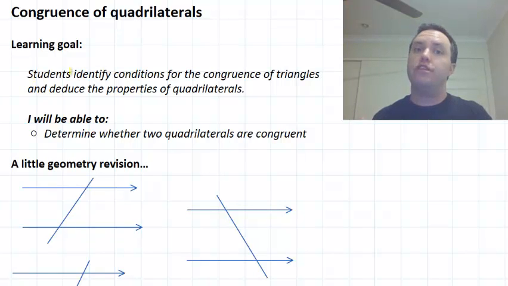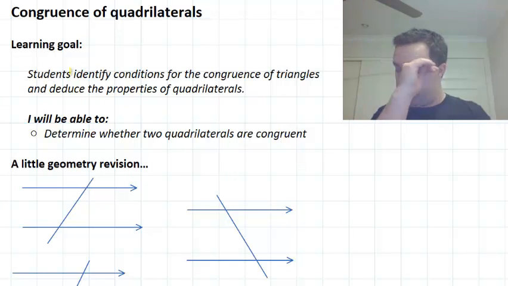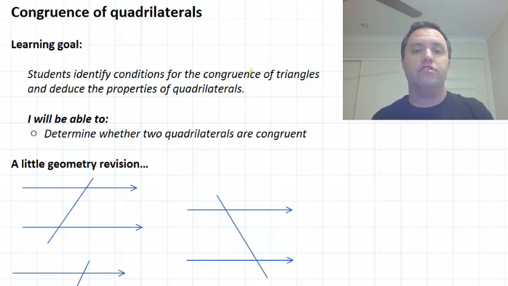The learning goal is that students can identify the conditions for the congruence of triangles and deduce the properties of quadrilaterals. And at the end of this you'll want to be able to determine whether two quadrilaterals are congruent, and also be able to work some proofs on some quadrilaterals due to their properties. We'll see what proofs mean in the end.